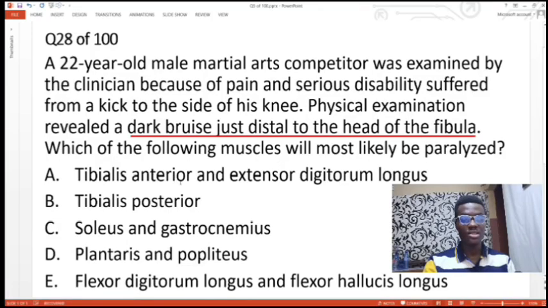Option A, tibialis anterior and extensor digitorum longus. Option B, tibialis posterior. Option C, soleus and gastrocnemius. Option D, plantaris and popliteus. Option E, flexor digitorum longus and flexor hallucis longus.